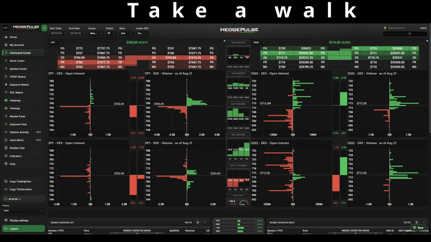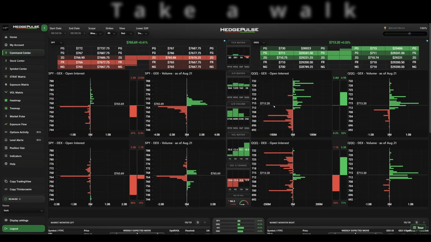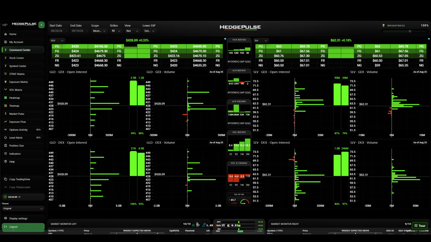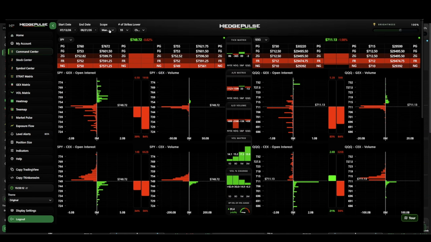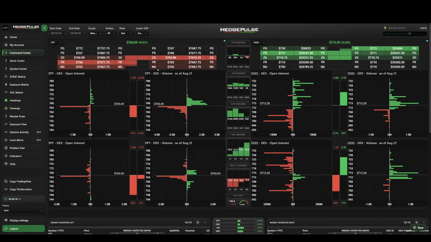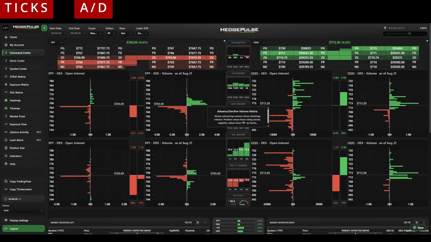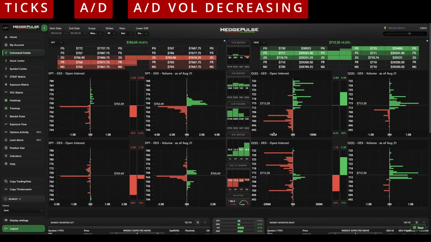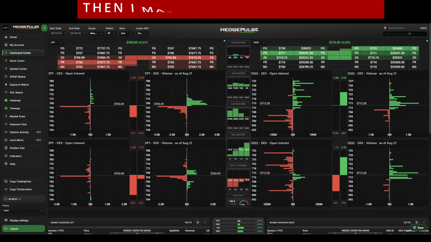Now, when would I like to be long or short? Well, it's real simple. If I want to be long, I want all of this to be green. For me to be short, I want all of this to be red. If I'm looking for us to be bearish, I'm going to need to see the advanced decline matrix start to turn red, the tick red, the volume needs to be coming down, QQQ would need to turn red, and we need to be below the ZG level.